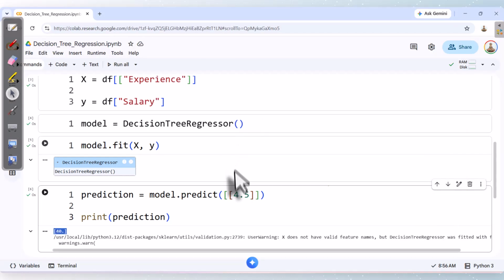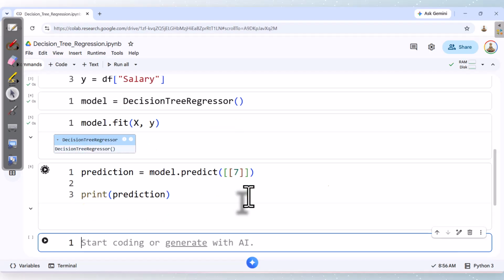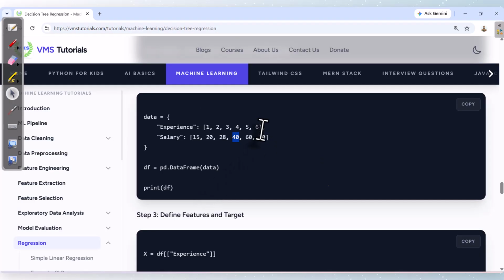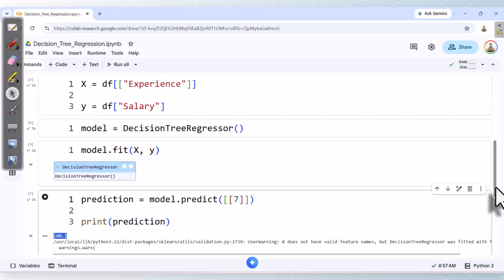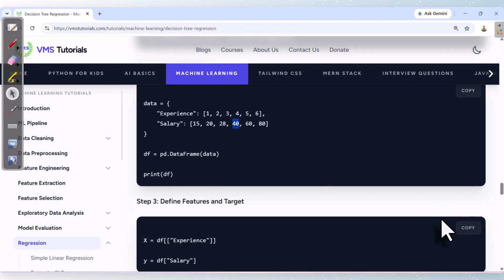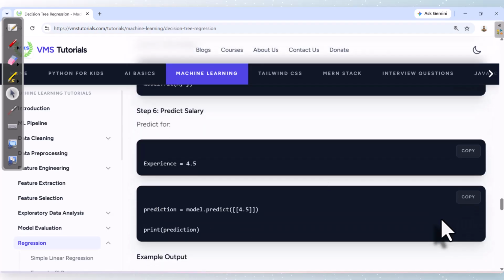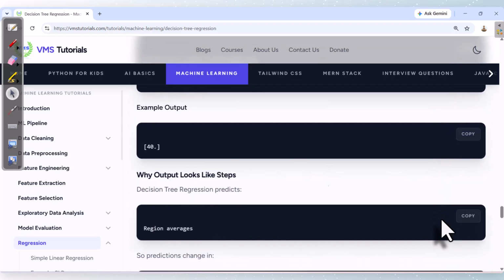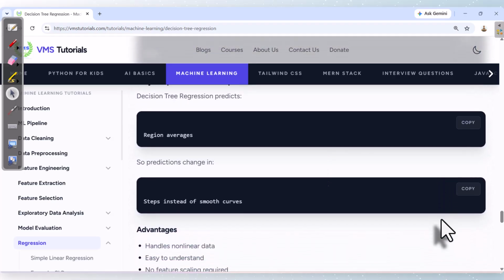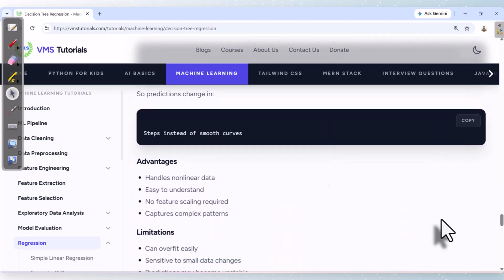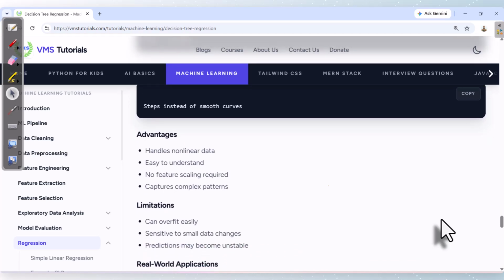For example, if I want to predict the salary for 7, in this case you see that for 7, the salary will be 80. So like this, the decision tree regression model is going to predict based on the split points. At the split point, we separate based on the average of those particular regions. Try to understand this very simple and very important concept.